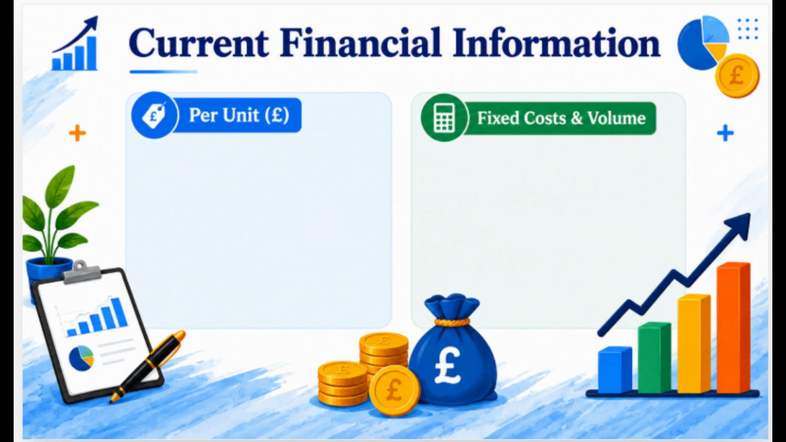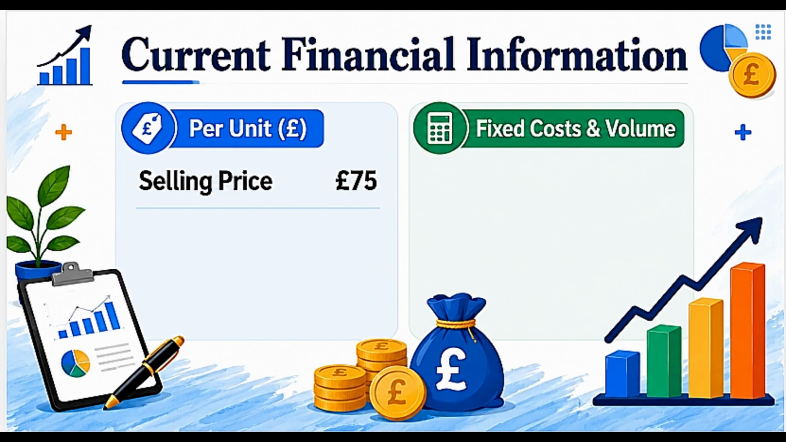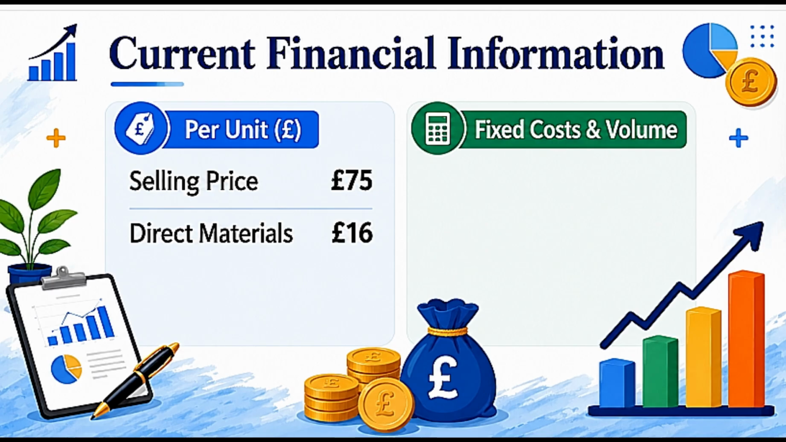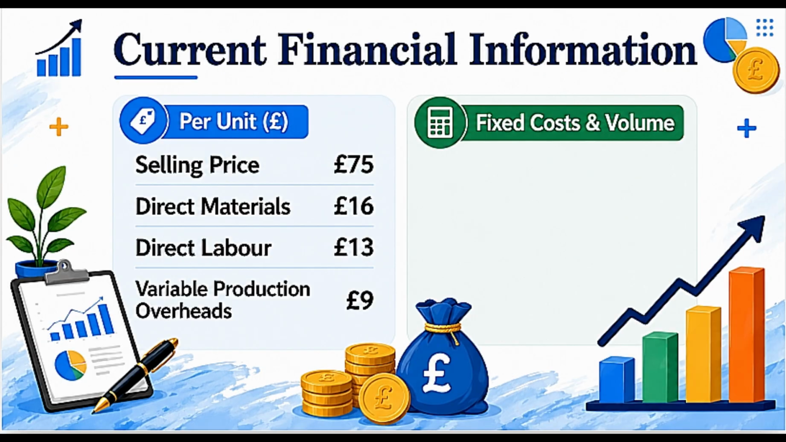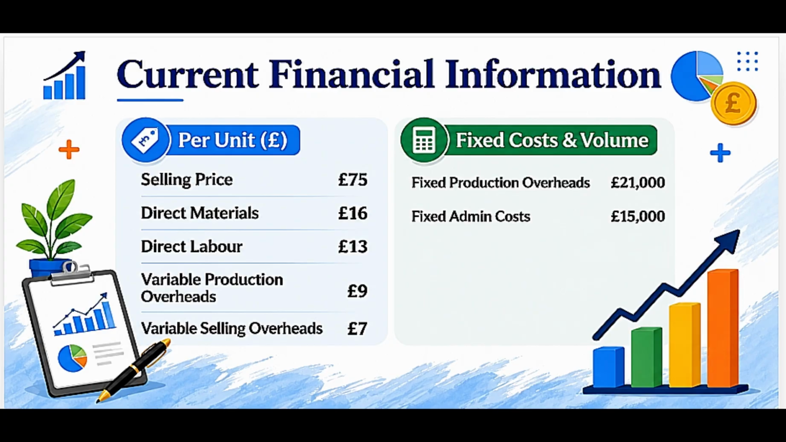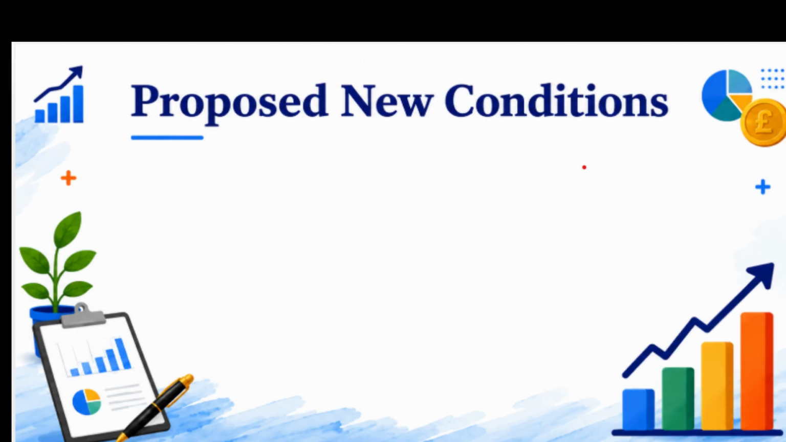Here we can see Omega Ltd.'s current financial information. The selling price is £75 per unit. The total variable costs consist of direct materials, direct labor, variable production overheads, and variable selling overheads. The company currently sells 9,500 units and incurs total fixed costs of £120,000. We will use this information as the basis for our analysis.